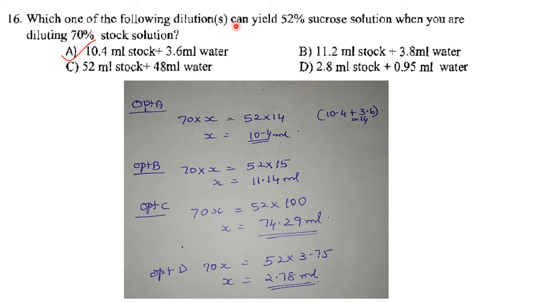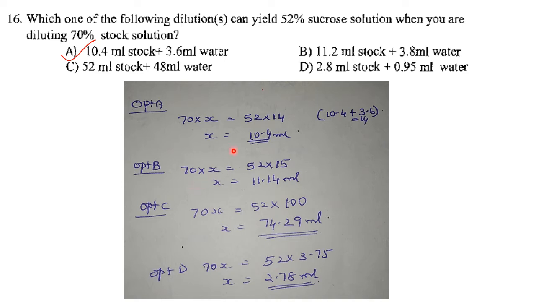Sorry, which one of the following will give 52% sucrose solution when you are diluting from 70% stock solution. Okay, so we will see. From 70%, how much do you have to take to get 52% sucrose solution for 14 ml, because 10.4 plus 3.6 is 14. So that is 10.4 ml. So here the 10.4 ml stock is correct.